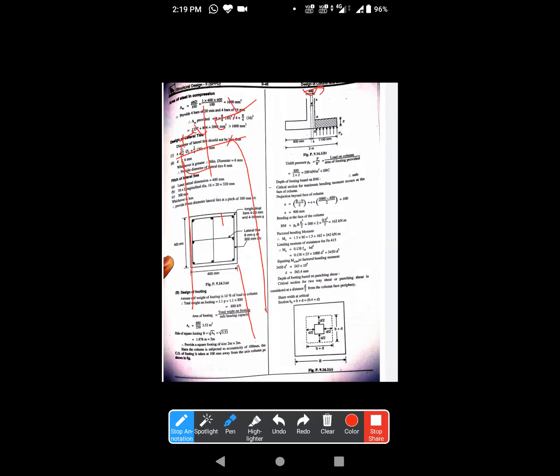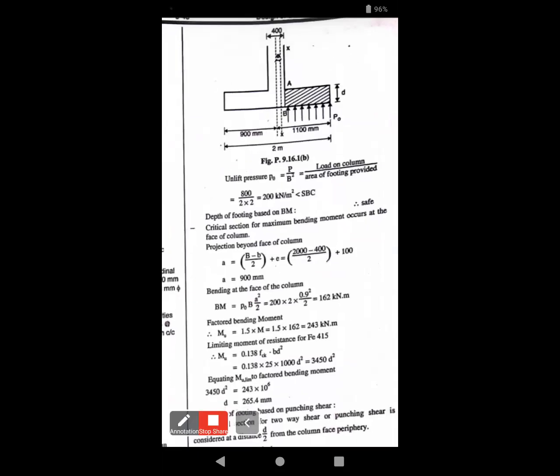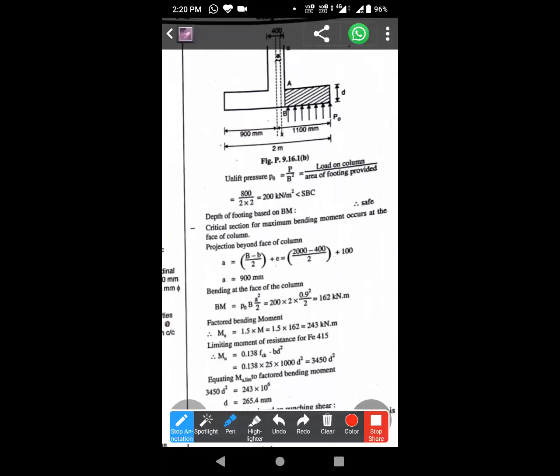What is the eccentricity value? It is 100 mm away from the axis of the column, meaning from here you have to take your C at 1 meter away from your CG. Here it is given to you. Here it is provided. You can observe here, this is the E.